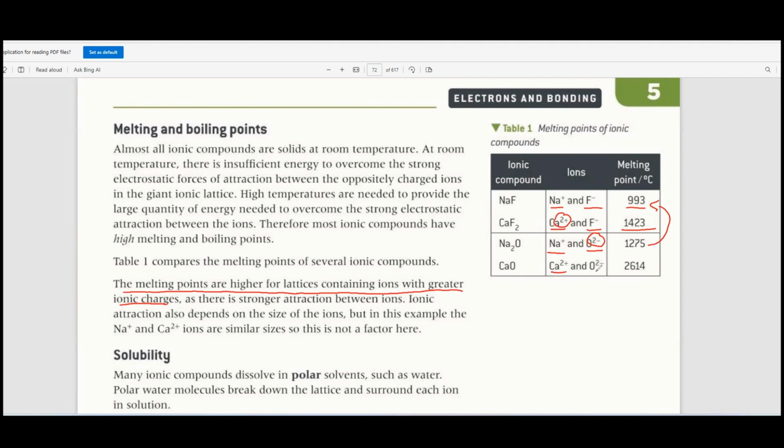And in this one, both ions have two charges. None of them has one negative or one positive, so it has the highest melting point out of all of them, because again there is more electrostatic force. Lattices containing ions with greater charges have higher melting points as there is stronger attraction between ions. Ionic attraction also depends on the size of the ions, but in this example, the Na+ and Ca2+ ions are similar in size, so size is not a factor here.